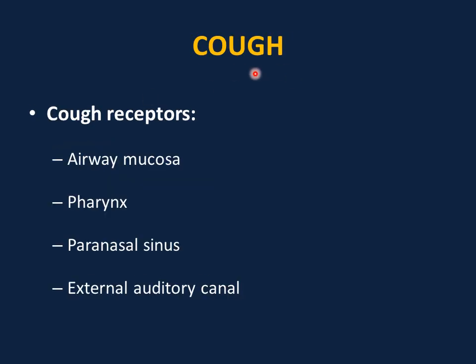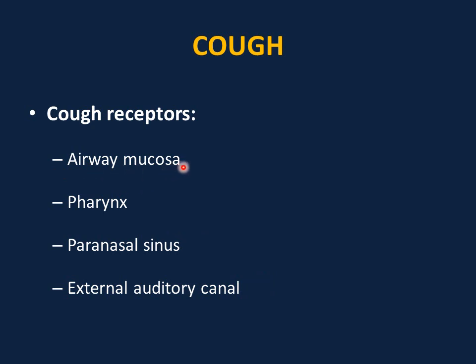We'll start now a new subject, cough, which is a very important and very common presentation in children. So cough receptors, you need to know, are located throughout the respiratory tract, starting from the nose down to the lung. So the airway mucosa all has cough receptors.